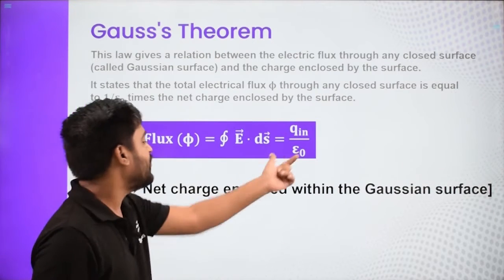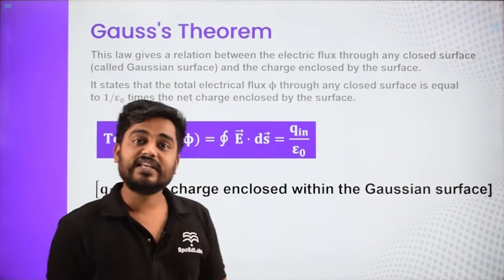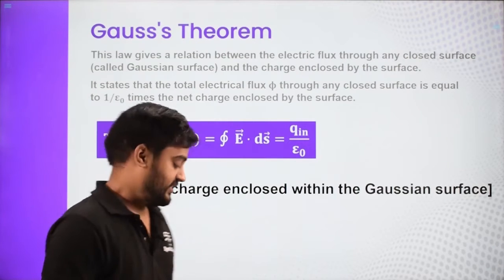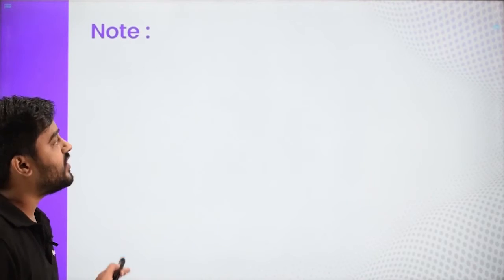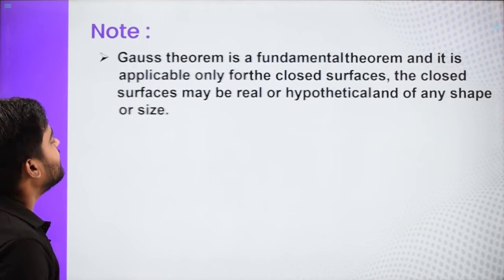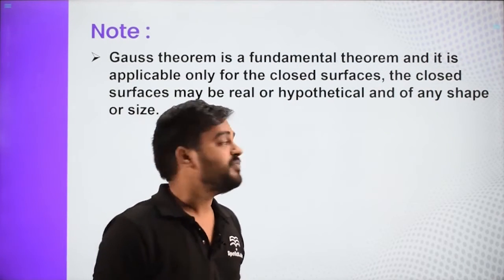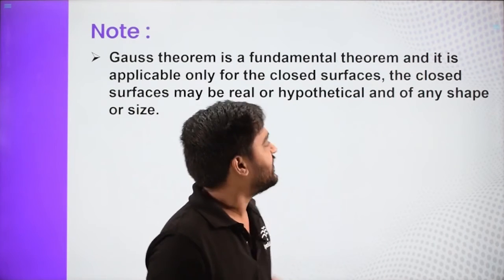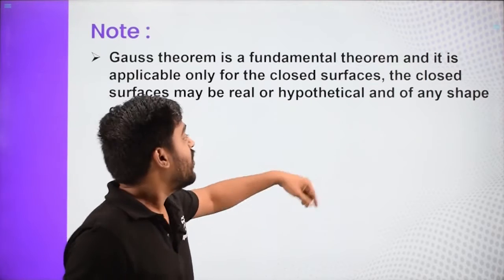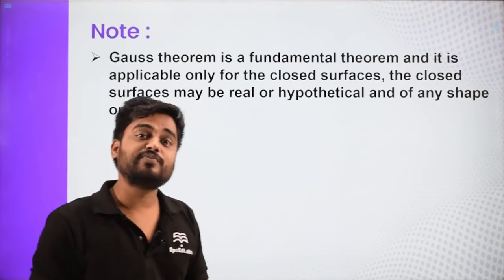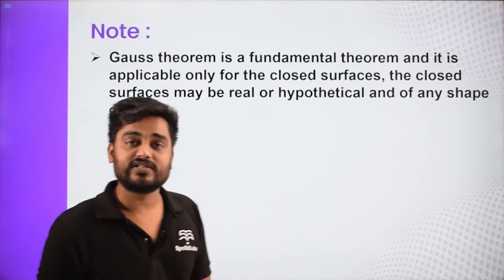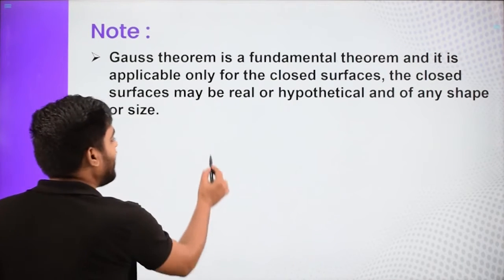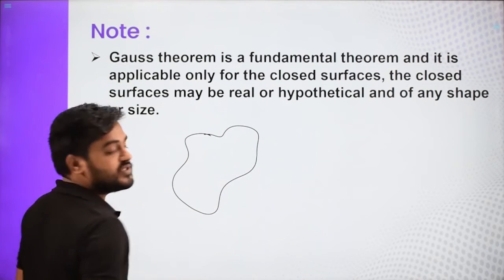What is Q in? Q in is the total charge which is inside our Gaussian surface. Now let us make a note: Gauss's theorem is a fundamental theorem and it is always applicable for any closed surface. That closed surface may be real or hypothetical. It has to be a closed surface. For an open surface, Gauss's law is not true. But if it is a closed surface, it can be of any shape. The shape of the closed surface does not matter.